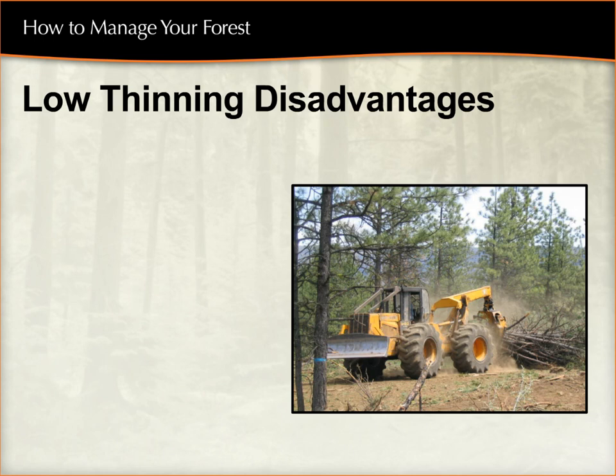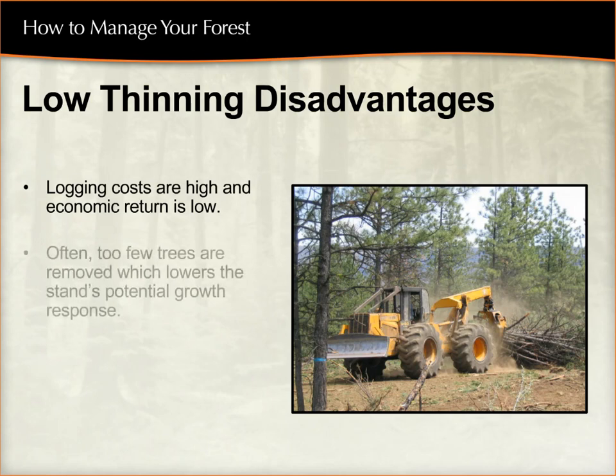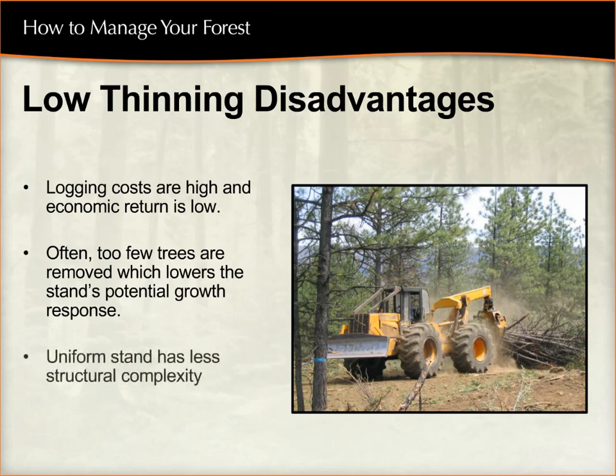One of the problems with the low thinning is that because you're removing mostly small trees, the logging costs are high and the economic return is rather low. Oftentimes, too few trees are removed, so the stand growth will not meet the landowner's expectations. And uniform stands don't have the structural complexity that favors more diverse wildlife habitats.